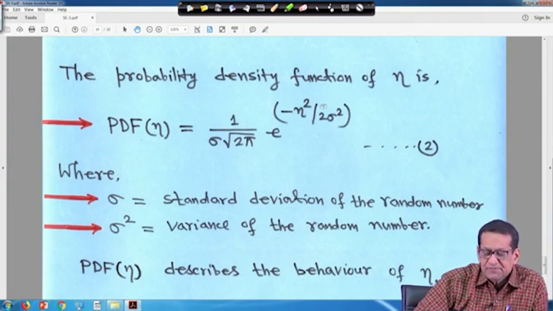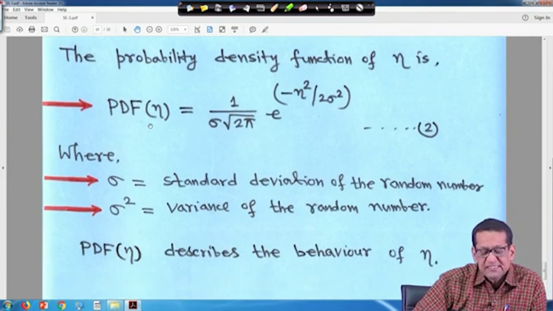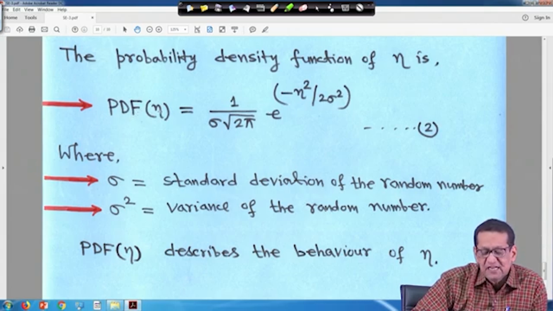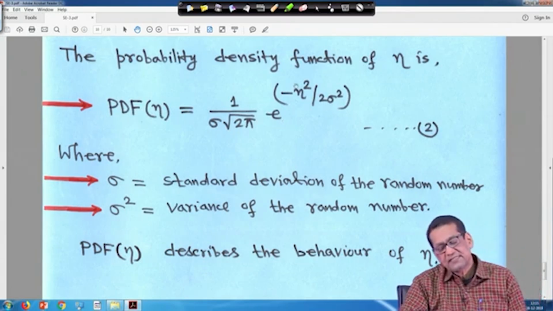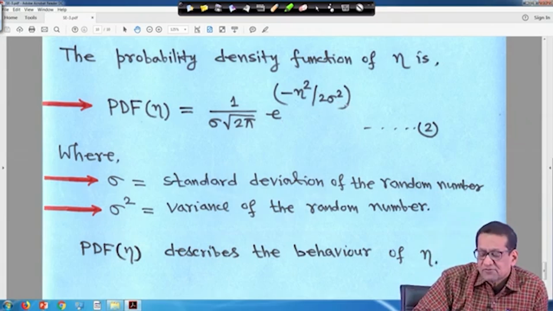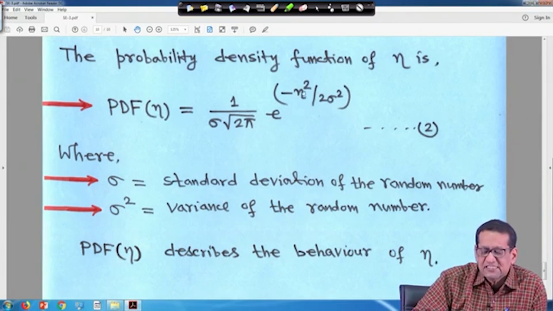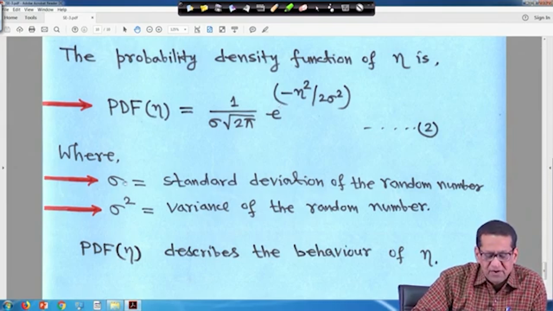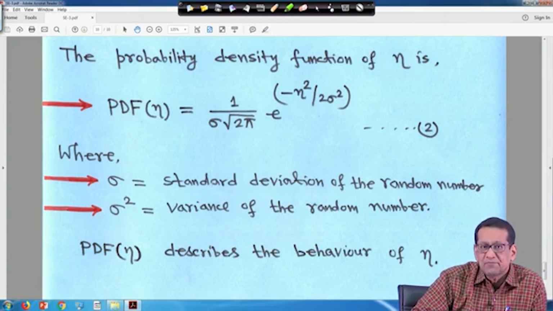the probability density function of zeta, as it is a normal distribution, can be written as PDF zeta is equal to 1 upon sigma root over 2 pi into e to the power minus zeta square upon 2 sigma square. This is equation 2. You know this expression from your mathematics probability chapter. This is the standard expression for normal distribution, where sigma is the standard deviation of the random number, and sigma square is the variance of the random number, right.